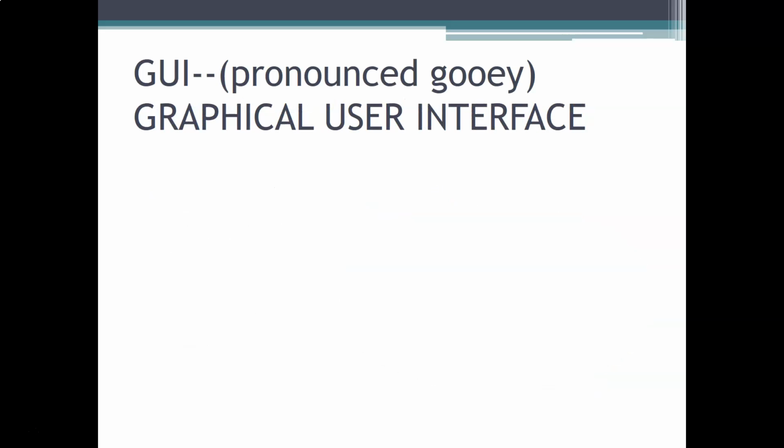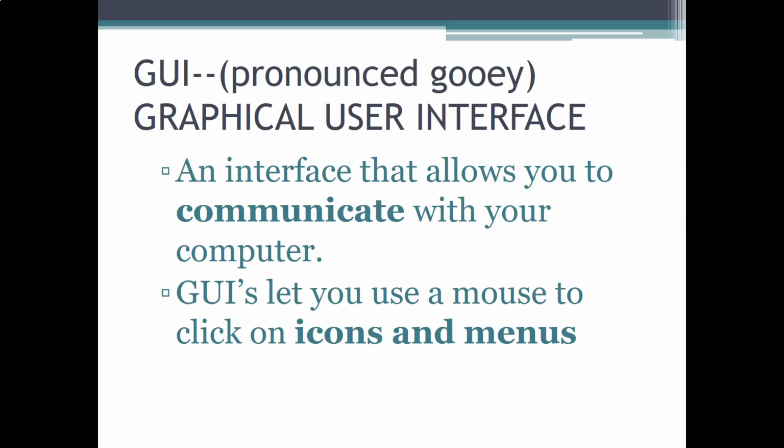All right, and then you have GUI, which is a graphical user interface, but we're going to call it GUI, which is kind of funny, but it's going to be an interface that allows you to communicate with your computer. GUIs let you use a mouse to click on icons and menus. So think about GUI almost like the technology that makes your mouse work the way that it does.